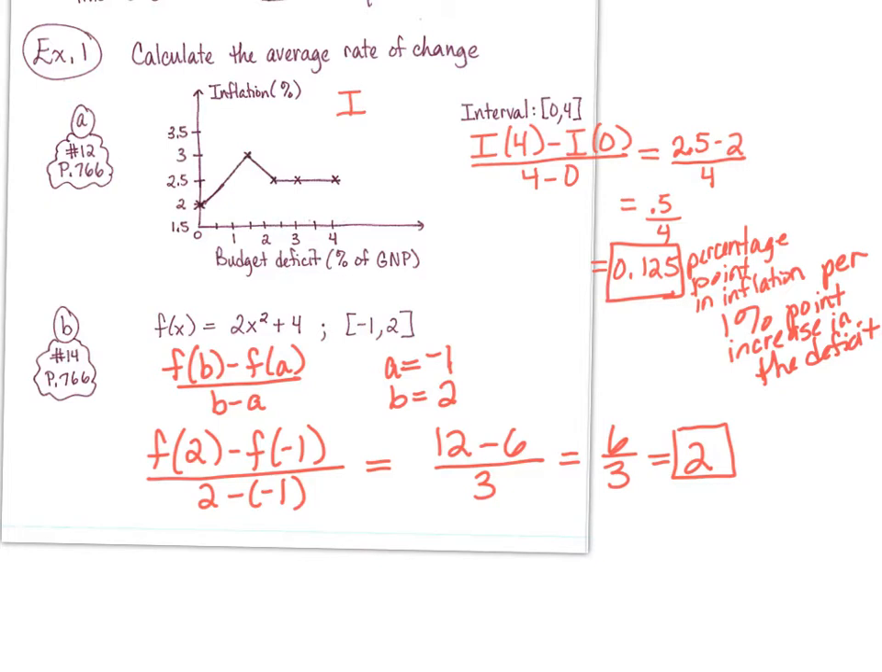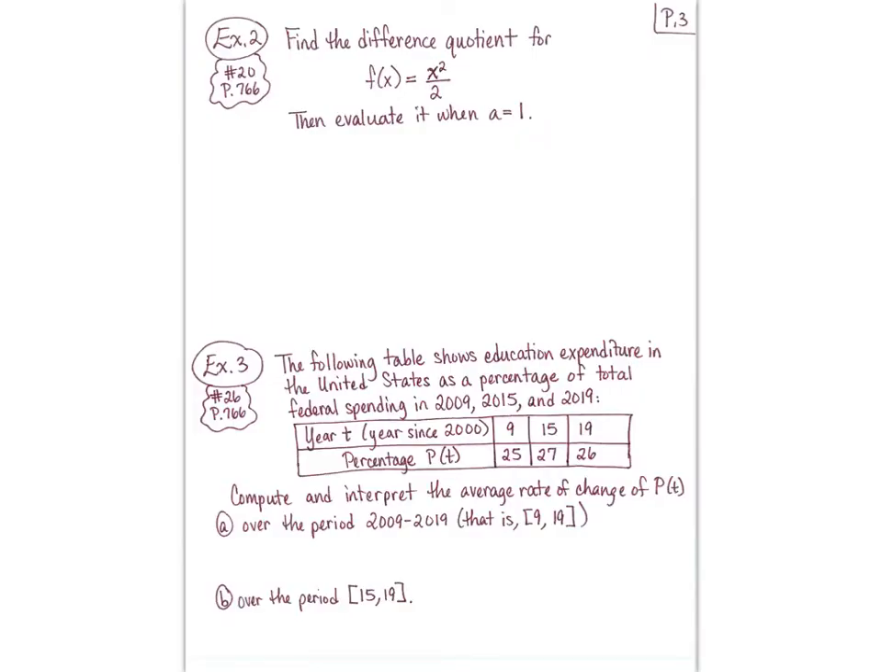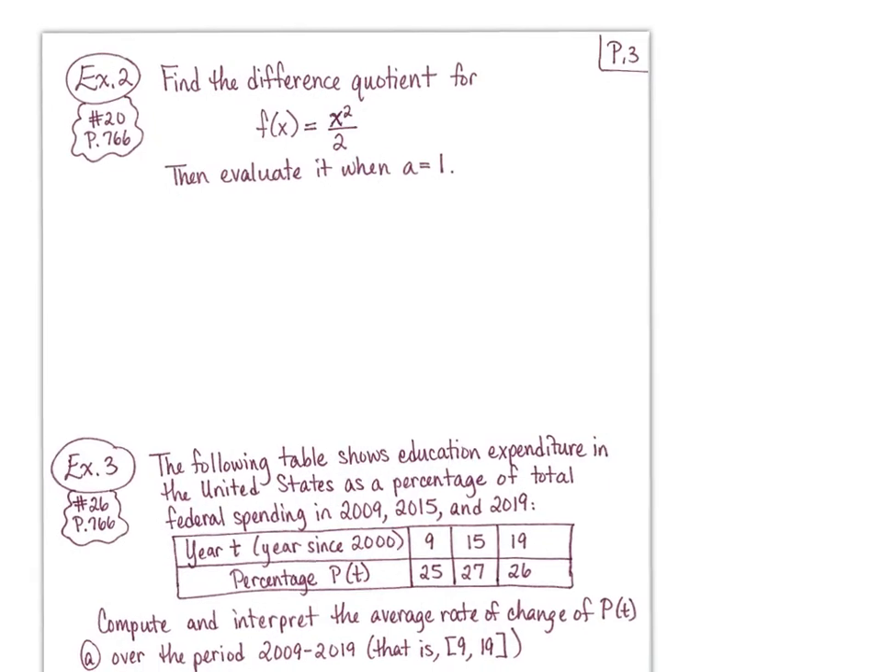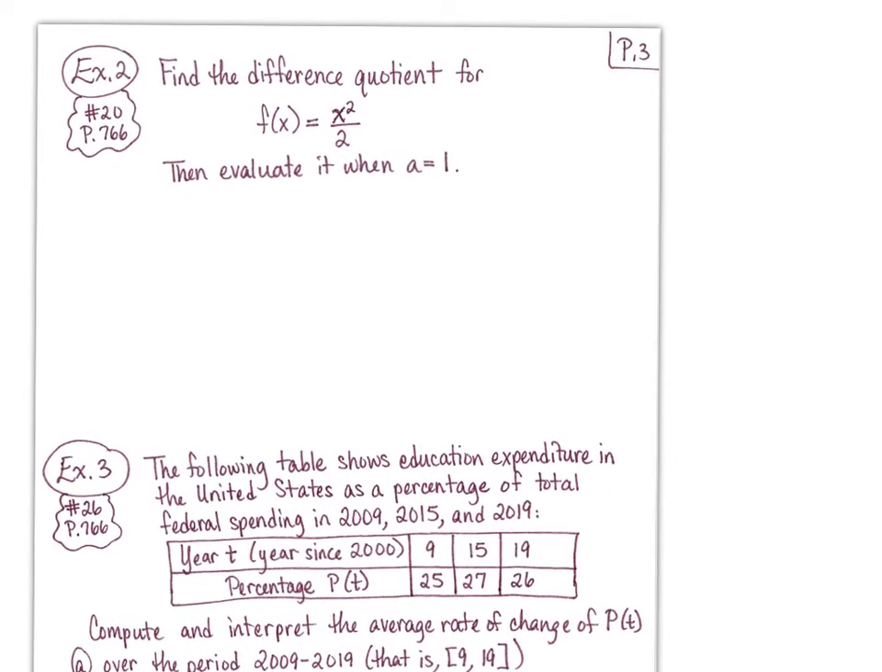Okay, so now we're going to go through an example where we're finding the difference quotient. What is the formula for the difference quotient? Yes? F of A plus H minus F of A over H. Very good. F of A plus H minus F of A all over H. So now we have to find that for the function f of x equals x squared over 2, then evaluate it when a is equal to 1.